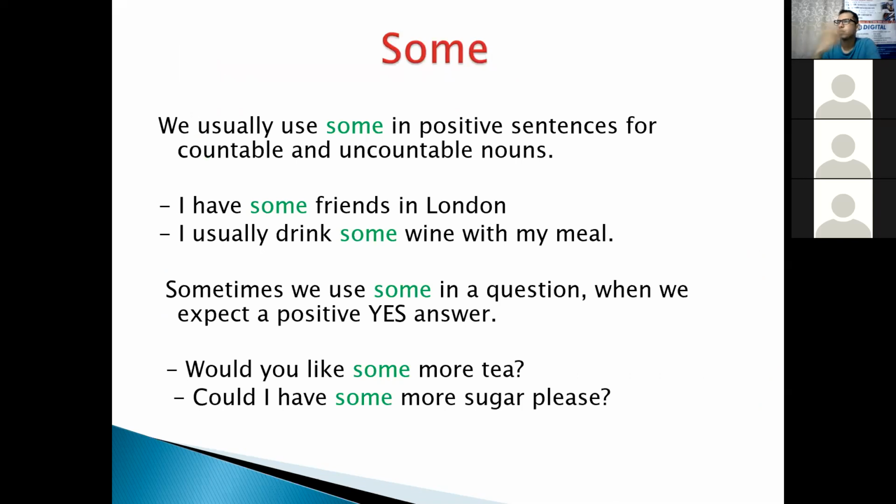This is what I told you before. We usually use some in positive sentences for countable and uncountable nouns. We use some for both. Examples: I have some friends in London. I usually drink some wine with my meal.